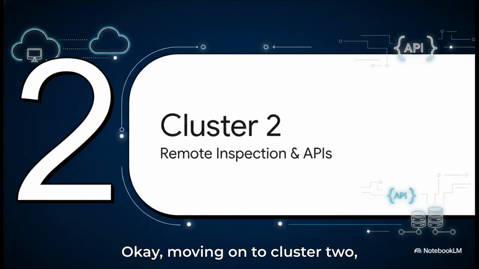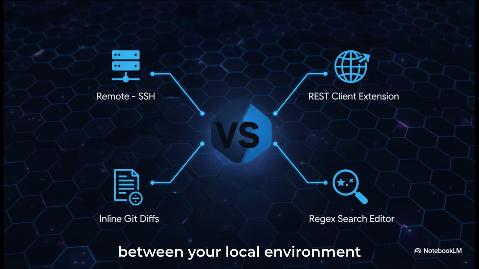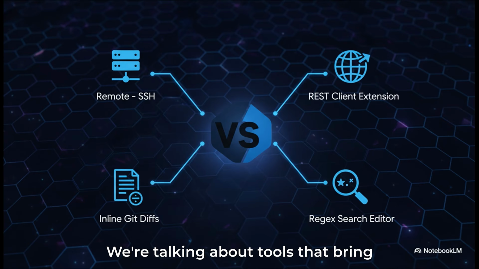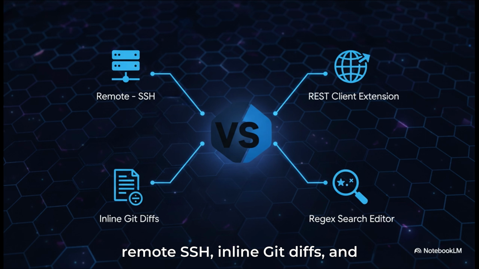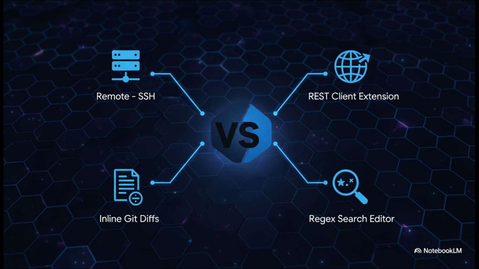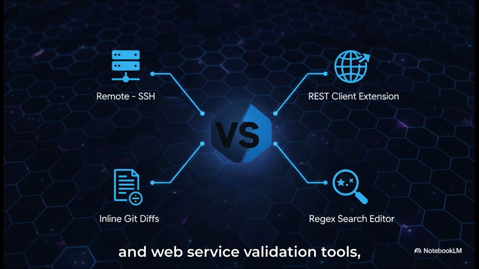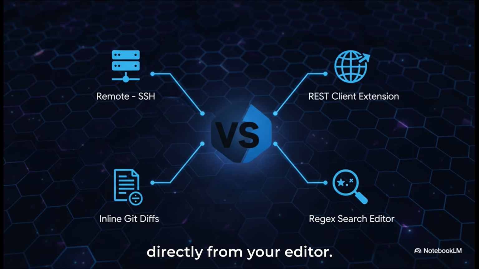Okay, moving on to Cluster 2, Remote, Inspection, and APIs. This is where we bridge the gap between your local environment and your remote enterprise infrastructure. We're talking about tools that bring the server directly to you. That includes the REST client extension, Remote SSH, inline Git diffs, and the regex search editor. These are essentially your remote server inspection and web service validation tools, all operating directly from your editor.